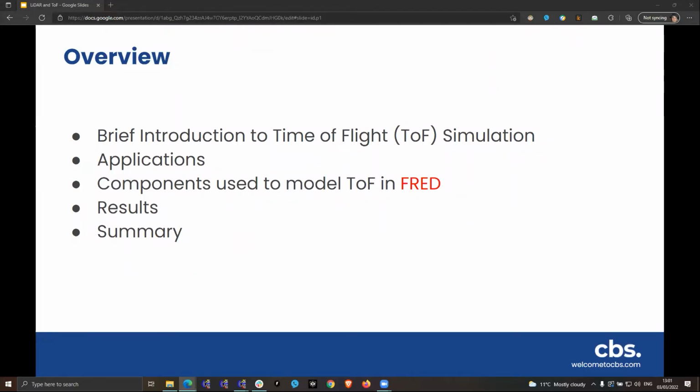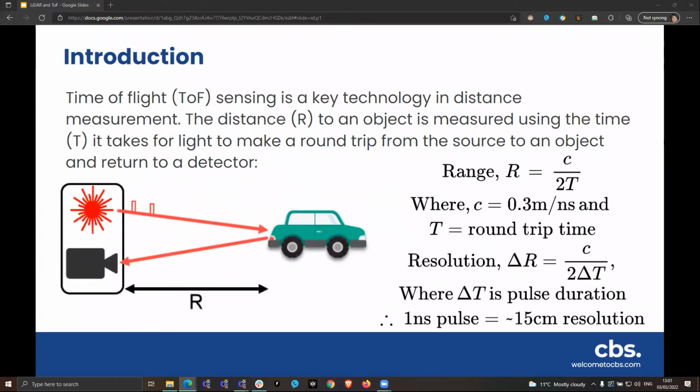So time of flight simulations, what are they? Well, time of flight sensing is a key technology in terms of measuring distance. So the distance r to some object is measured using the time t that it takes for light to make a round trip from the light source. So we have a light source over here. We're going to bounce that source off of the object that we wish to measure the actual distance of, and then the light returns to some sensor.